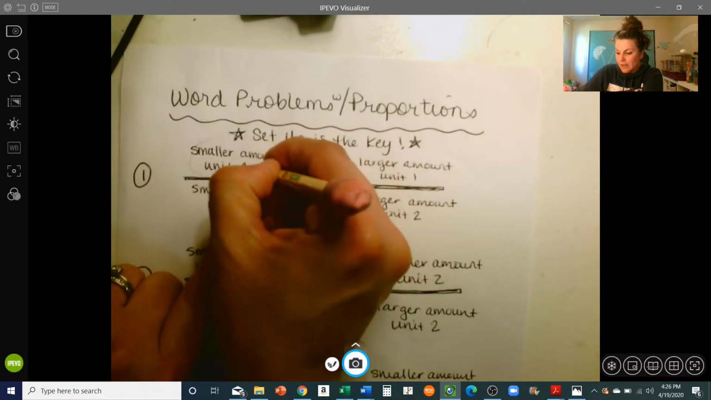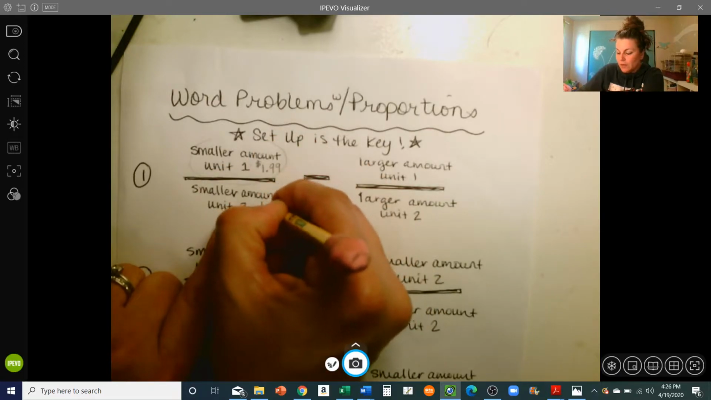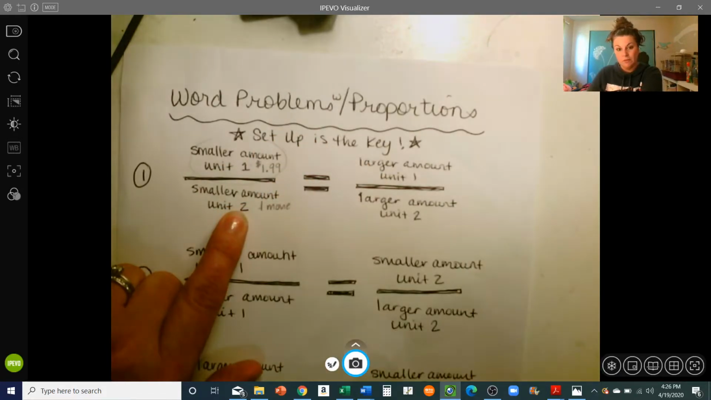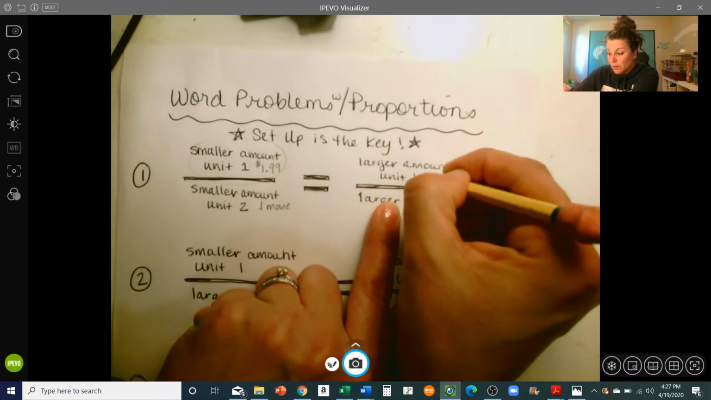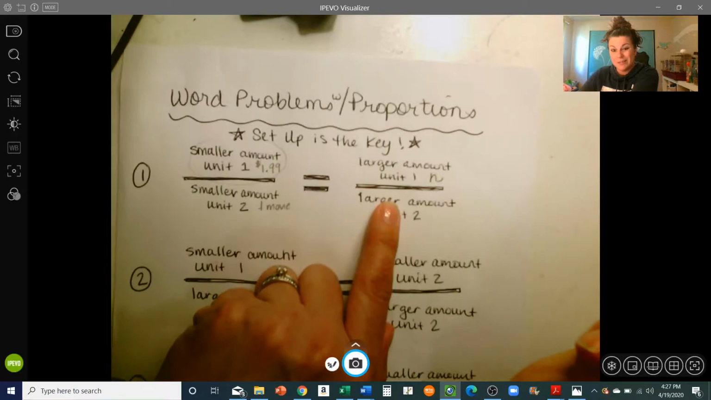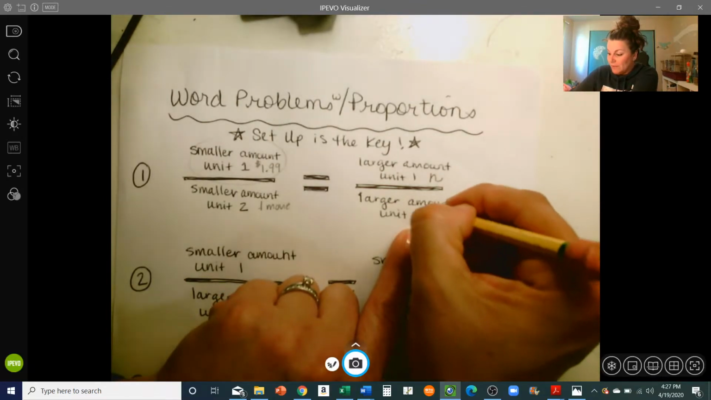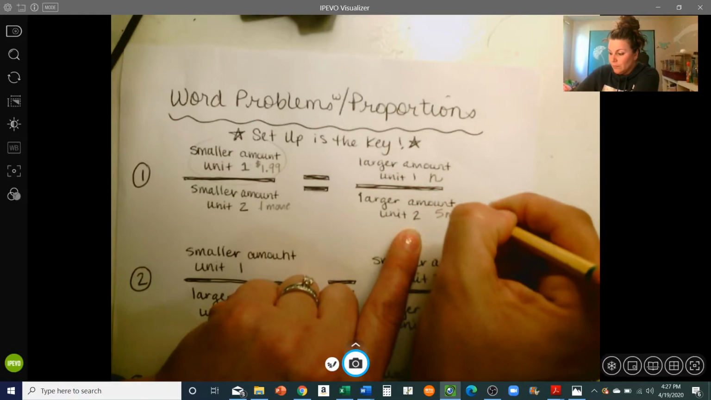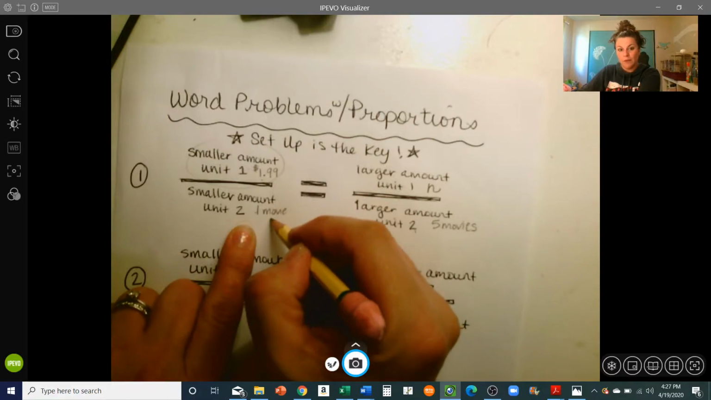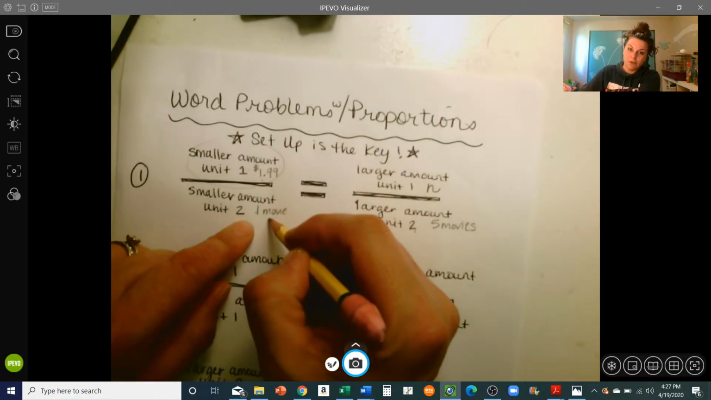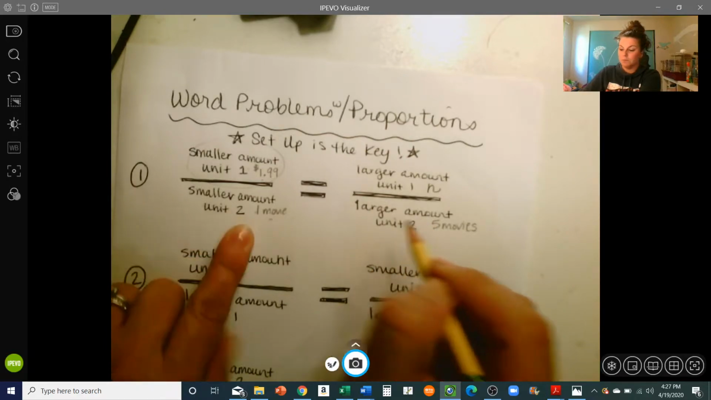So this would be my $1.99 for 1 movie. And then my larger amount, this would be the part I don't know. So it's my variable because I don't know that part. And my larger amount unit would be 5 movies. And then all you have to do is cross multiply and divide by 1. So this one, obviously divided by 1 doesn't do anything, but I'm trying to just show you how it works. Okay.